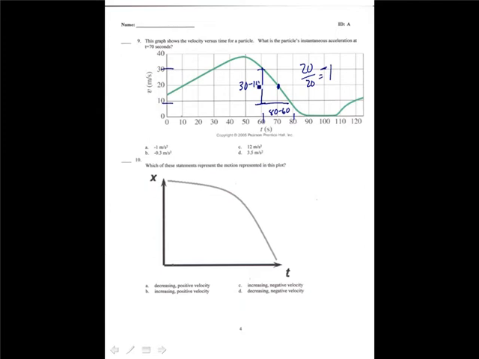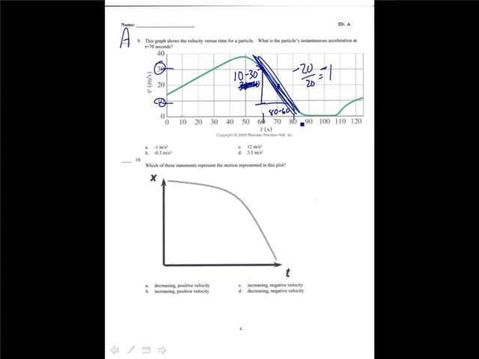Actually, if I were to do this rigorously, this should be 10 minus 30, because 10 is my final state and 30 is my initial state, and that gives me minus 20 over 20, which is negative 1. But you can also see just that the slope of this line is negative.